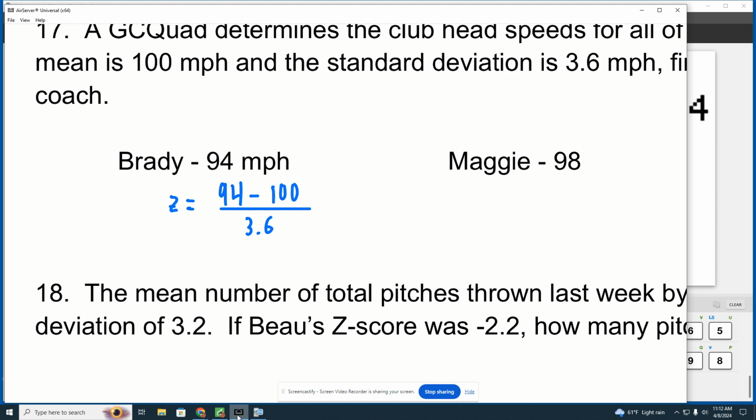So literally I'm going to go to my calculator, guys, and I'm going to go alpha y equals, number 1, to get my fraction. And then I do 94 minus 100 over 3.6, and it's going to give me a z-score of negative 1.67. Y'all good with that?